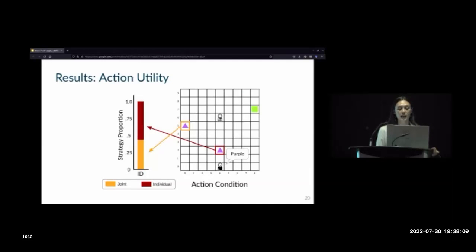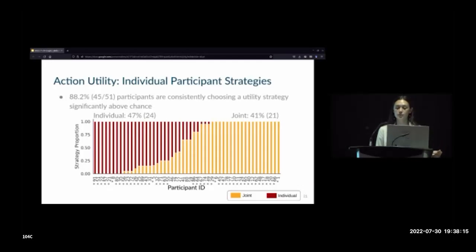right? We're looking at the proportion of times individuals choose each strategy, and we do this across all individuals. And what we see here is that people are very highly internally consistent about what they're choosing. So almost 90% of people choose one strategy and they really stick to that strategy.